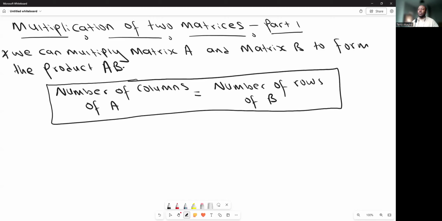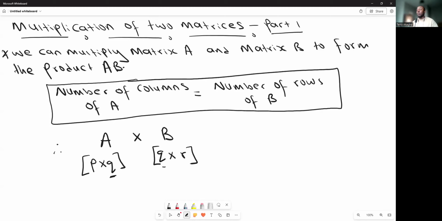So what I'm trying to say is that if we have matrix A, the order of matrix A is P by Q. Then you're going to multiply it by another matrix whose number of rows must be the same as the number of columns of the first. So it's going to be something like Q by R. You can see that the number of columns of the first matrix is equal to the number of rows of the second matrix. And this is going to give us a product that is a P by R matrix.